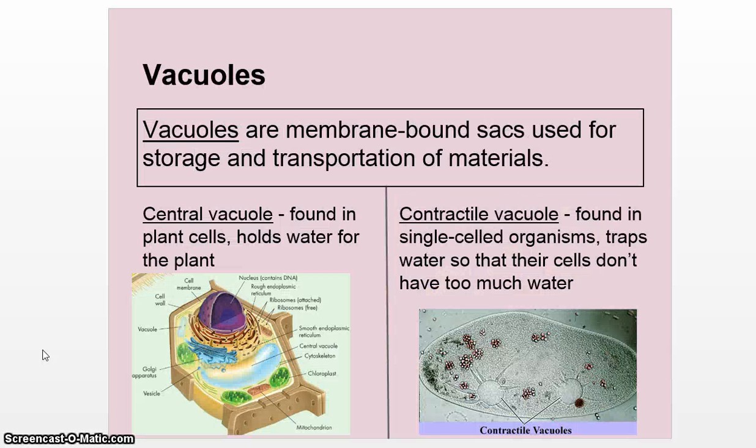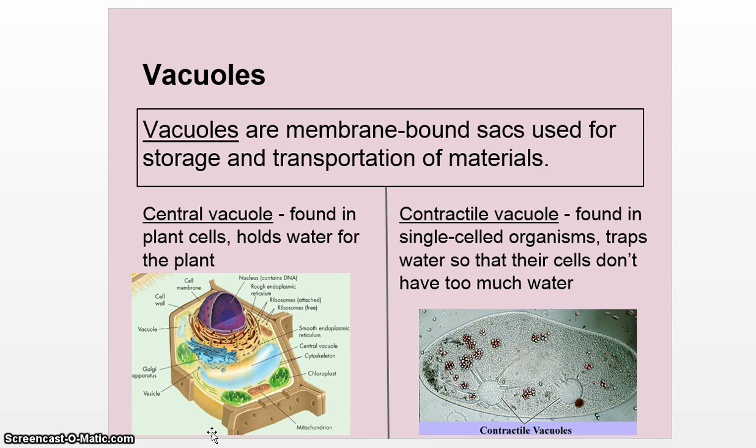Our last organelle for today, remember that we have more coming later, this is just the last one for today, are your vacuoles. Vacuoles are like the bags for the cell. They store things. They're membrane-bound sacs. And vacuoles might have different jobs depending on what kind of vacuole you're talking about.